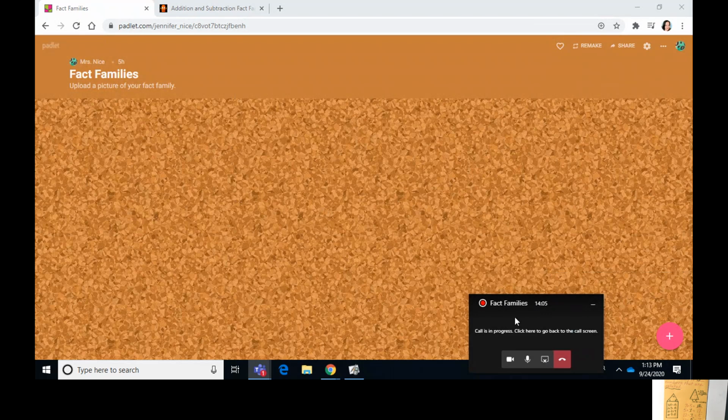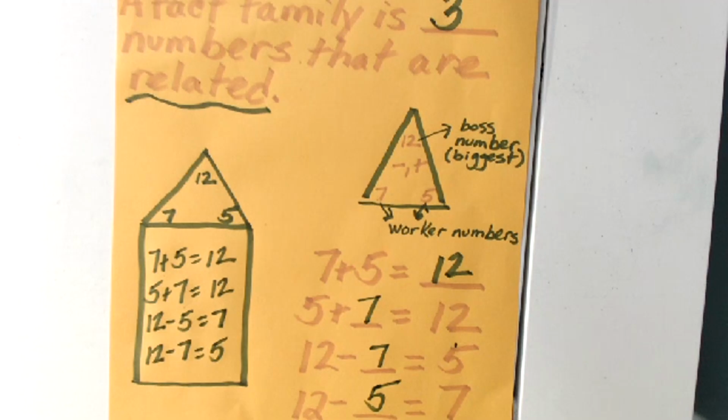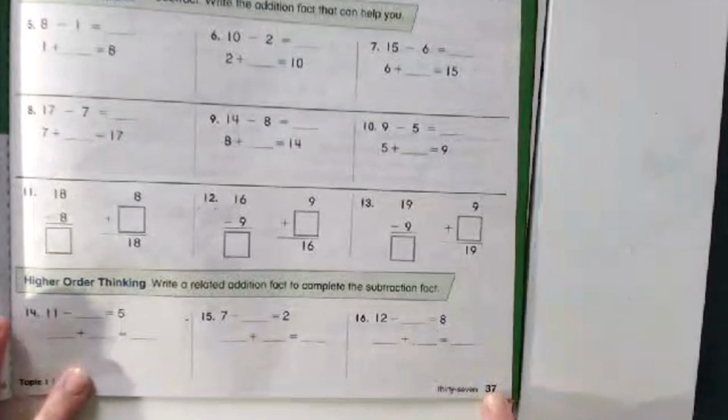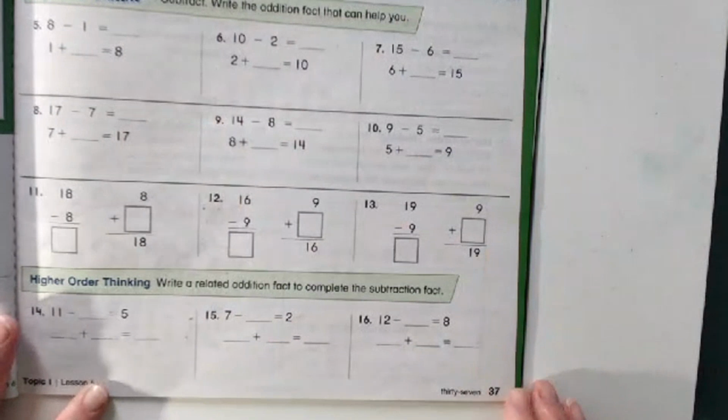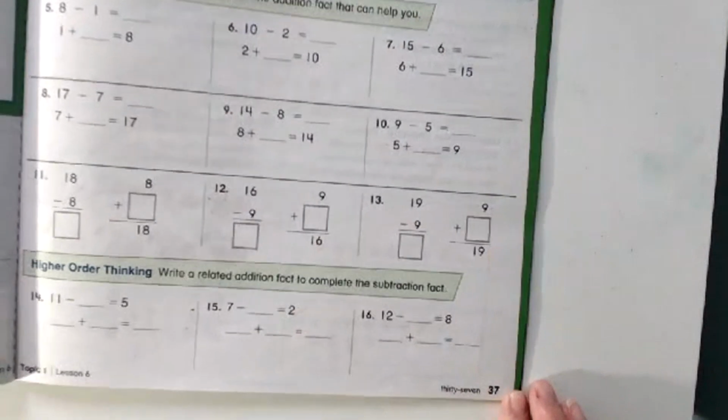So after you are done that, if you are working in a group, you will go meet your teacher. If you are not working in a group, you can go to page 37 and complete the problems on page 37. If you're working independently, you'll do that. Or if you're working with your teacher, you will go see your teacher.